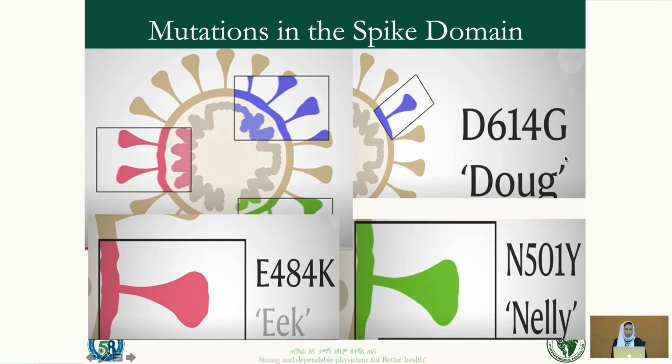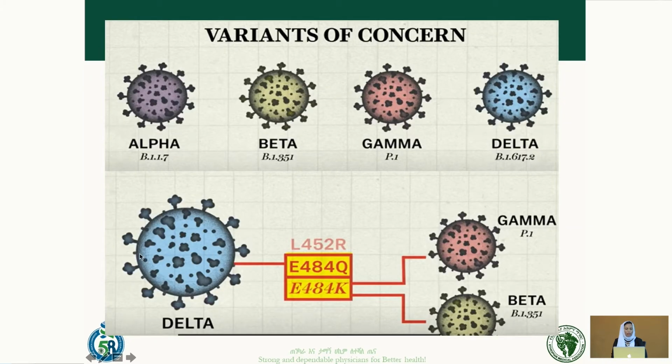So let's take an example. Amino acid 614, which initially was supposed to be D, has now changed into G. So they call it D614G. This is one of the very common mutations. The other is what they call the N501Y mutation. In the 501 amino acid, the N is changed into Y. And the other is the E484K mutation, in which the E at the area of amino acid 484 is changed to K.